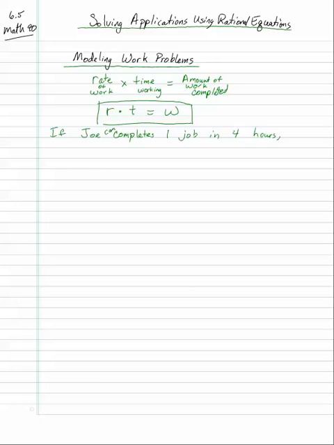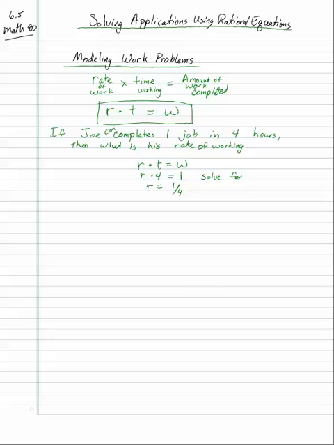So if Joe can complete one job in 4 hours, how fast does he work? What's his work rate? If we use the formula rate times time equals the amount of work, he can do one job in 4 hours. If I solve this for r to find his rate, you divide both sides by 4, and you get 1/4. So he can complete 1/4 of a job per hour.